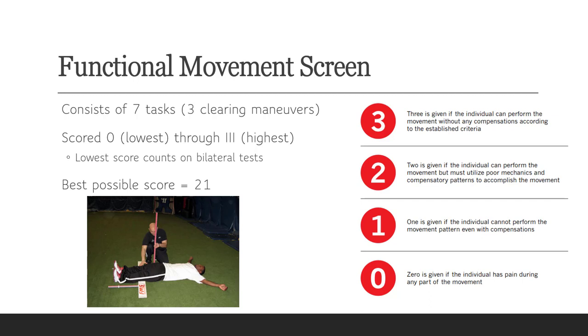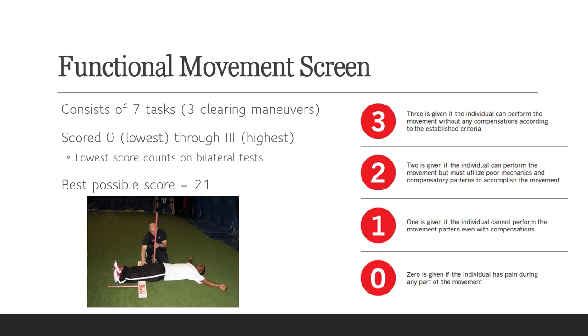The scoring is broken down into 4 basic criteria. A 3 is given if the individual can perform the movement without any compensations according to the established criteria. A 2 is given if the individual can perform the movement but must utilize poor mechanics and compensatory patterns to accomplish the movement. A 1 is given if the individual cannot perform the movement pattern, even with compensations. And a 0 is given if the individual has pain during any part of the movement.